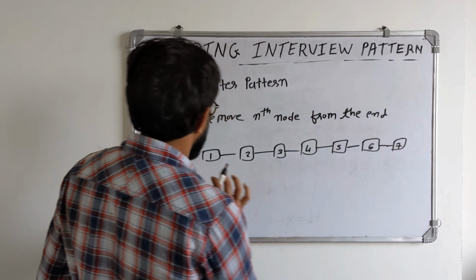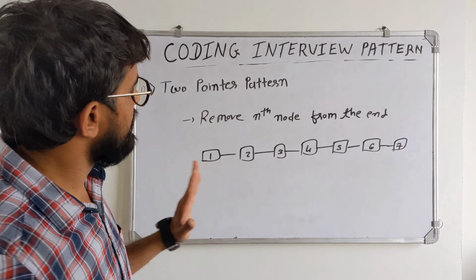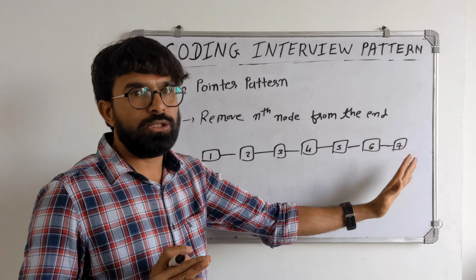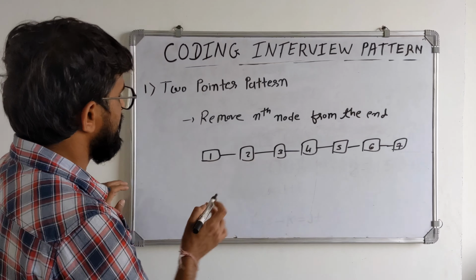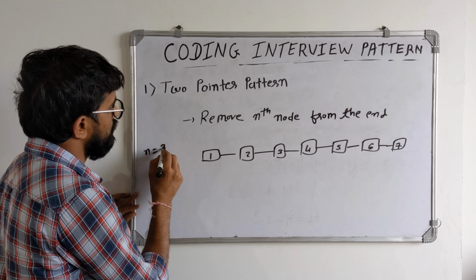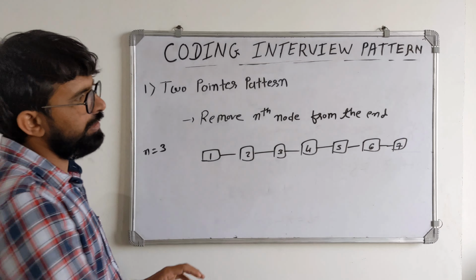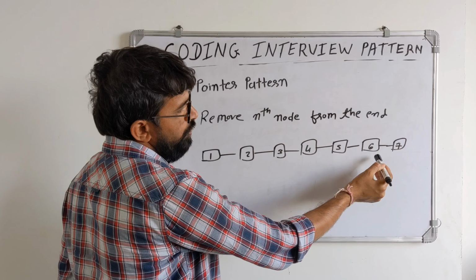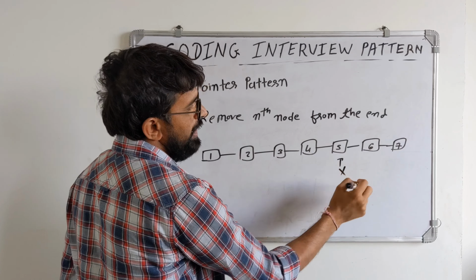I'm just putting null. So this is the linked list 1, 2, 3, 4, 5, 6, 7. Now we are saying remove the nth node from the end of the linked list. So let's say for this one we want to remove the third node, so n is equal to 3. If we count from the end, this is first, second and third. We need to remove this node. That is our problem.